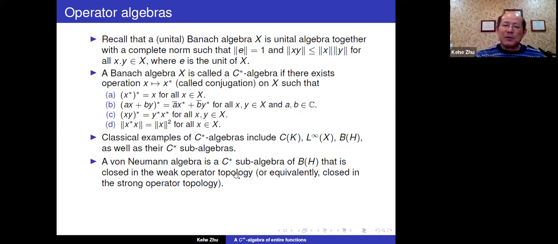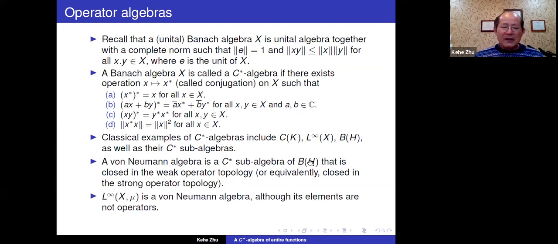And again, the main difference between a von Neumann algebra and a C-star algebra is that a von Neumann algebra, by definition, is a subalgebra of BH, and C-star algebras do not necessarily come from BH. Okay. And of the three examples I just mentioned, L infinity is a von Neumann algebra.